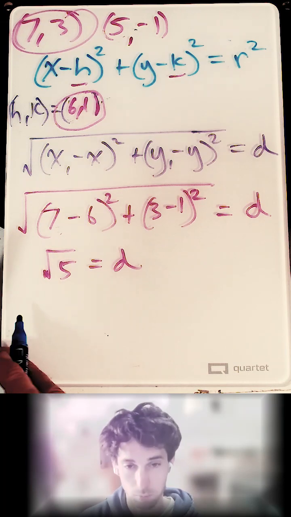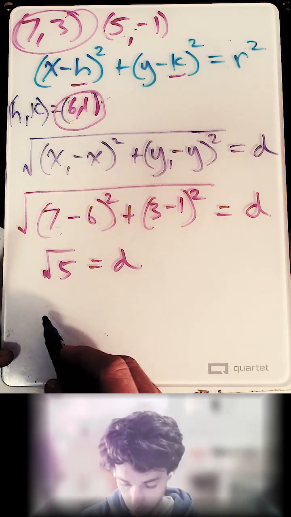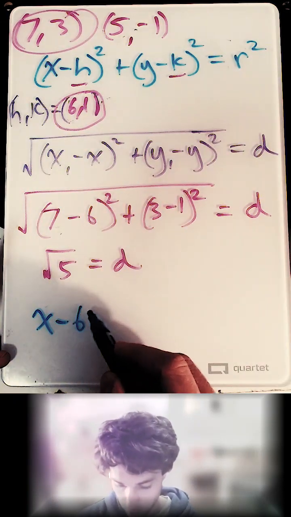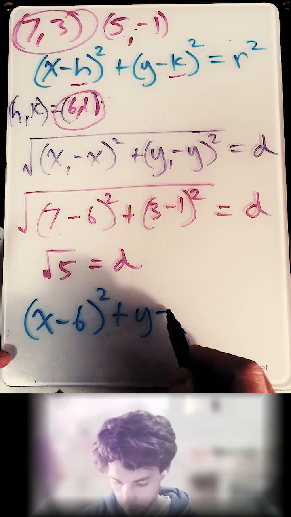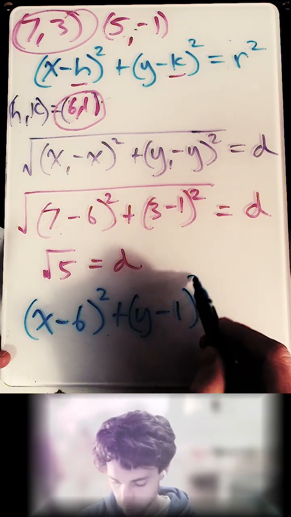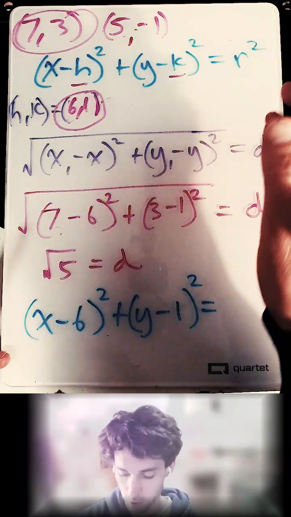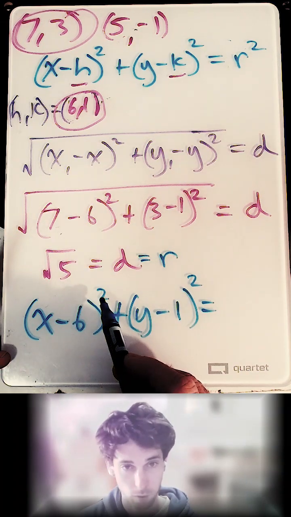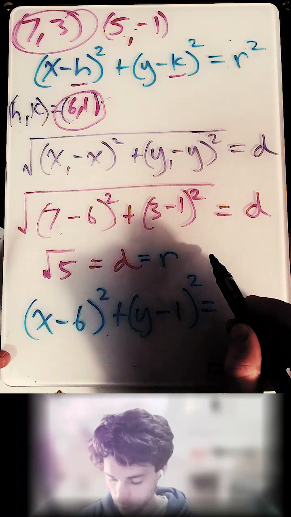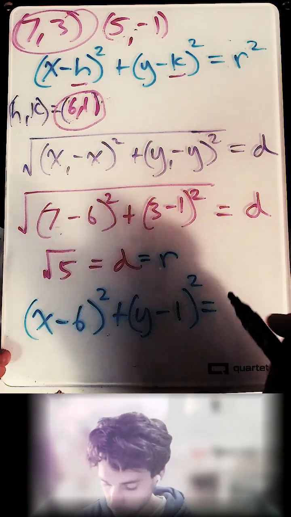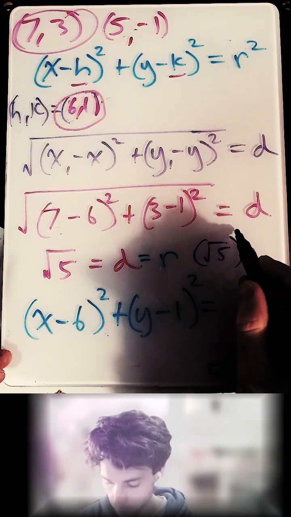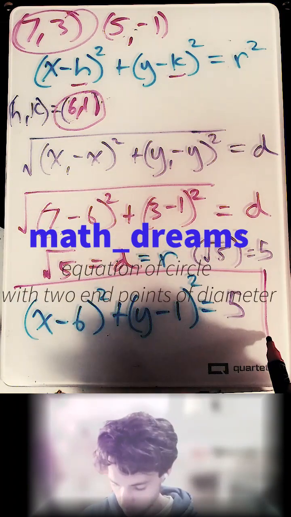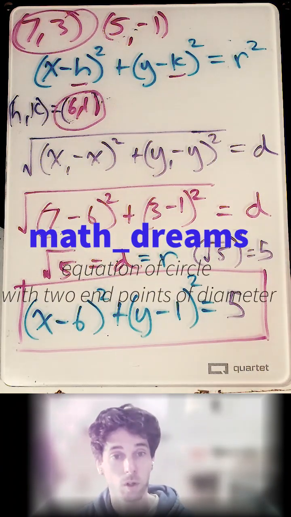So all we have to do is place those where they're supposed to go in the standard formula. X minus h, so h is 6, squared plus y minus k, which is 1, squared is equal to r squared. So if distance equals r, what is r squared? All right, square both sides. It's important to be able to know that the square root of 5 squared is equal to 5. So that's the solution to the problem.